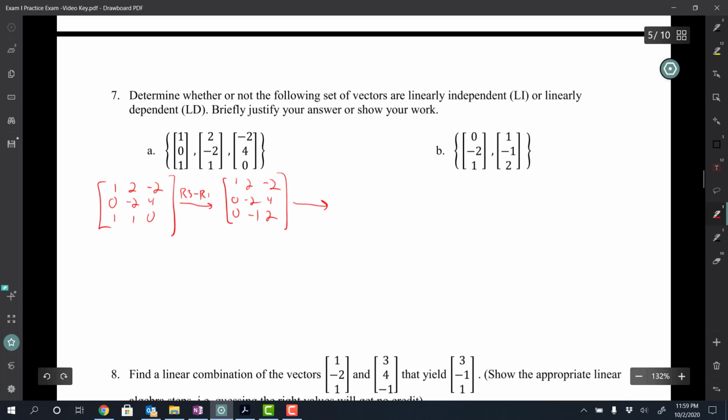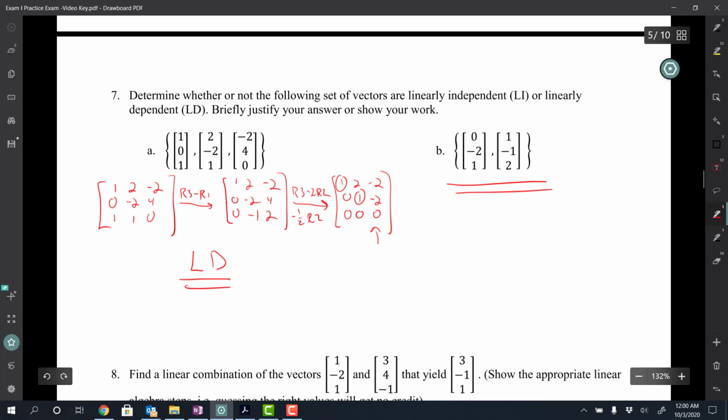Next, I'm going to do a couple different operations at once. That first row is going to stay the same. I'm going to take row 3 and subtract 2 times row 2. I can see those two rows are multiples, so when I do this operation, row 3 is going to be all zeros. And then I'll clean up my row 2 by taking -1/2 times row 2 to get 0, 1, -2 in that position. I see I have a pivot here, a pivot here. There is no pivot in the third column. That means these vectors are linearly dependent.